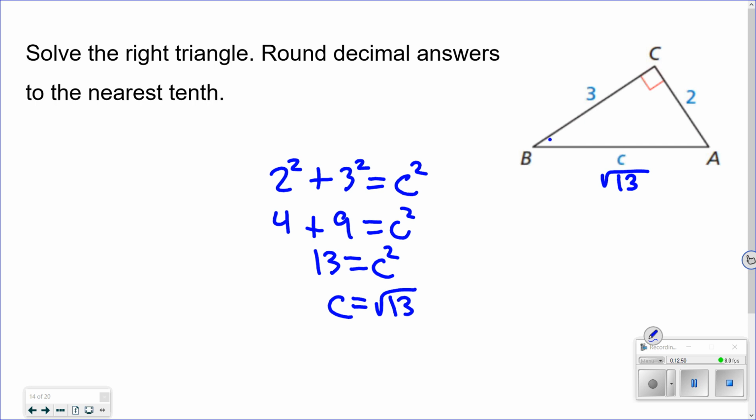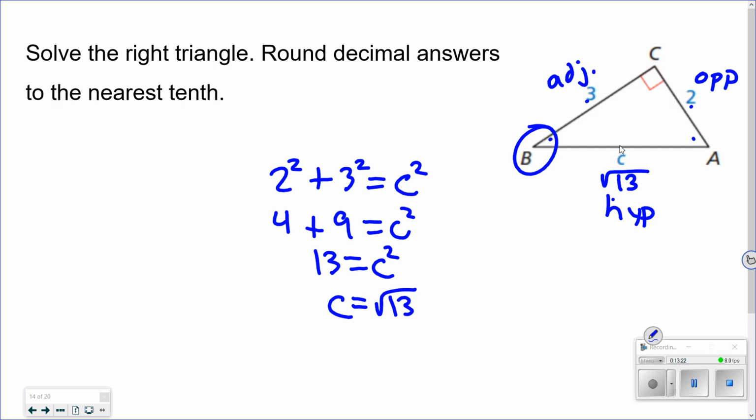Okay, but now I've got to find these two angles, and I can't find those two angles using Pythagorean theorem, so I'm going to use either sine, cosine, or tangent. Actually, inverse sine, inverse cosine, and inverse tangent. So I'm going to pick an angle to find first. Let's say we're finding angle B, and you pick two sides to use. I know all three sides. I know 2, 3, and square root of 13. Let's label them all. The square root of 13 is the hypotenuse, 2 is the opposite, and 3 is the adjacent.